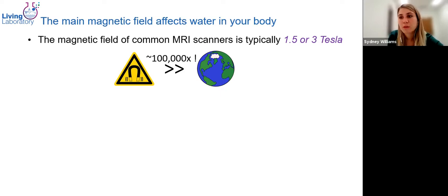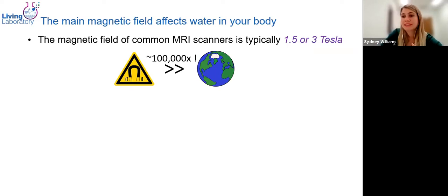And actually, when you talk about the strength in MRI, it's normally something like 1.5 or 3 Tesla. And to put that into context, we all might be aware that the Earth has a magnetic field, but the common MRI scanner that we might see in a clinic is actually on the order of 100,000 times stronger than the Earth's magnetic field. So very, very strong superconducting magnet, it's called.